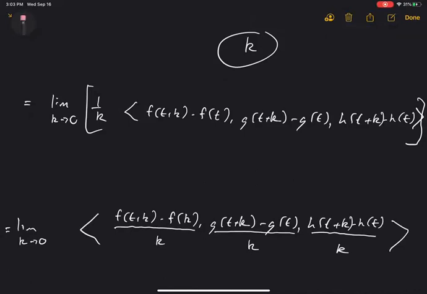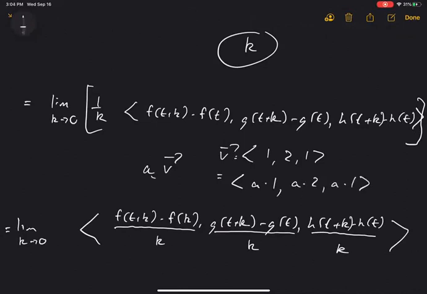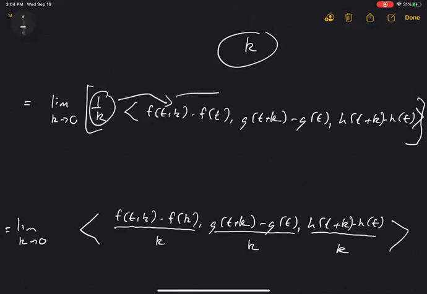Well, remember with scalar multiplication, if I have a times a vector, say my vector is 1, 2, 1, a times that vector is a times 1, a times 2, a times 1. So I can bring this constant inside my vector and multiply it by the components. So let's do that with our k. I'm taking this k and bringing it inside and multiplying it by all my components.